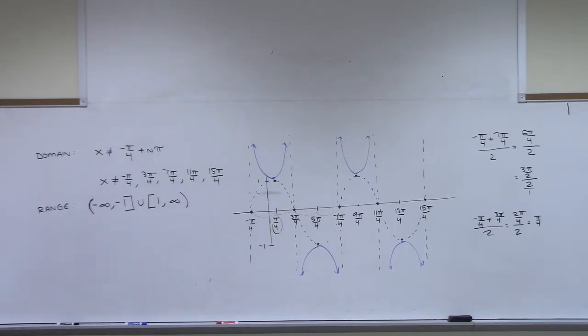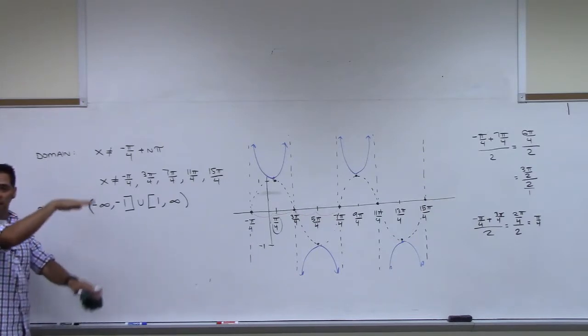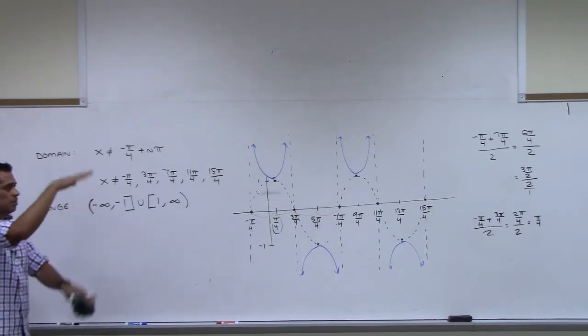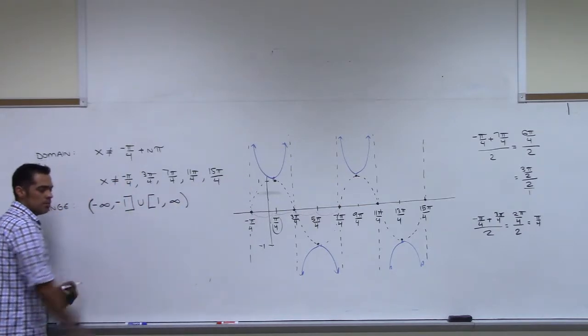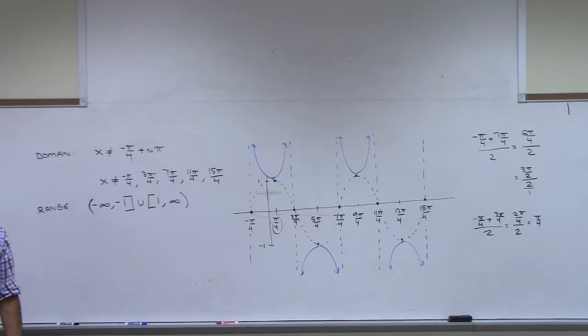The only time that would change a little bit is if the amplitude was different, like maybe the amplitude was 2, then this would be 2, -2, and then these would change, right? So just pay attention to that. Be careful. Question?